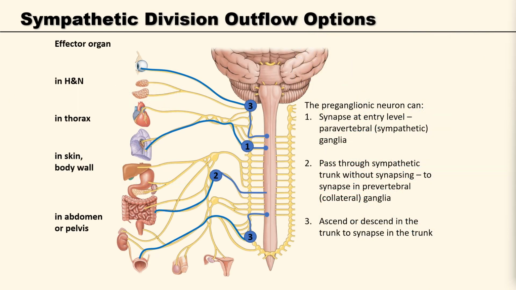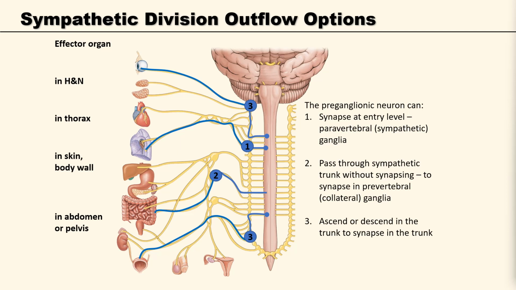Well, there are three ways in which the preganglionic neurons can synapse with a postganglionic neuron. Look at number 1 on the diagram. They can synapse at the point of entry to the sympathetic chain. So a sympathetic neuron travelling from T3 can synapse at the sympathetic ganglion sat at the level of T3. This would be described as a synapse at entry-level paravertebral sympathetic ganglia.